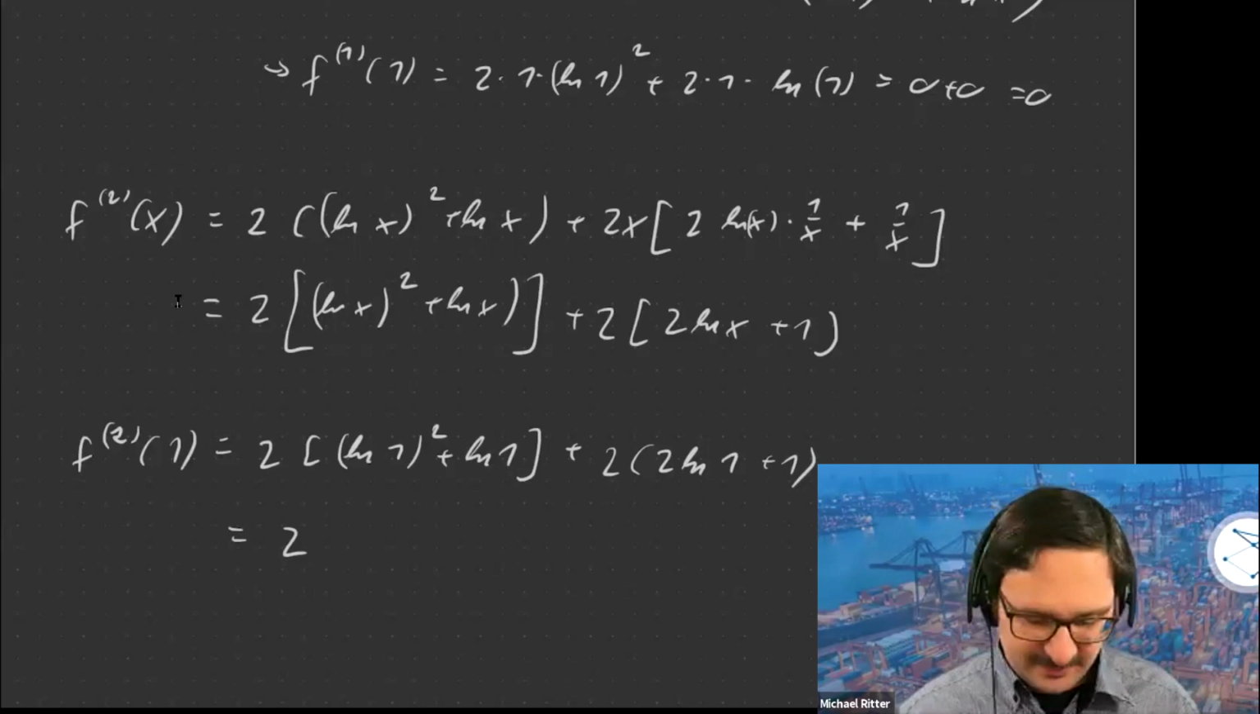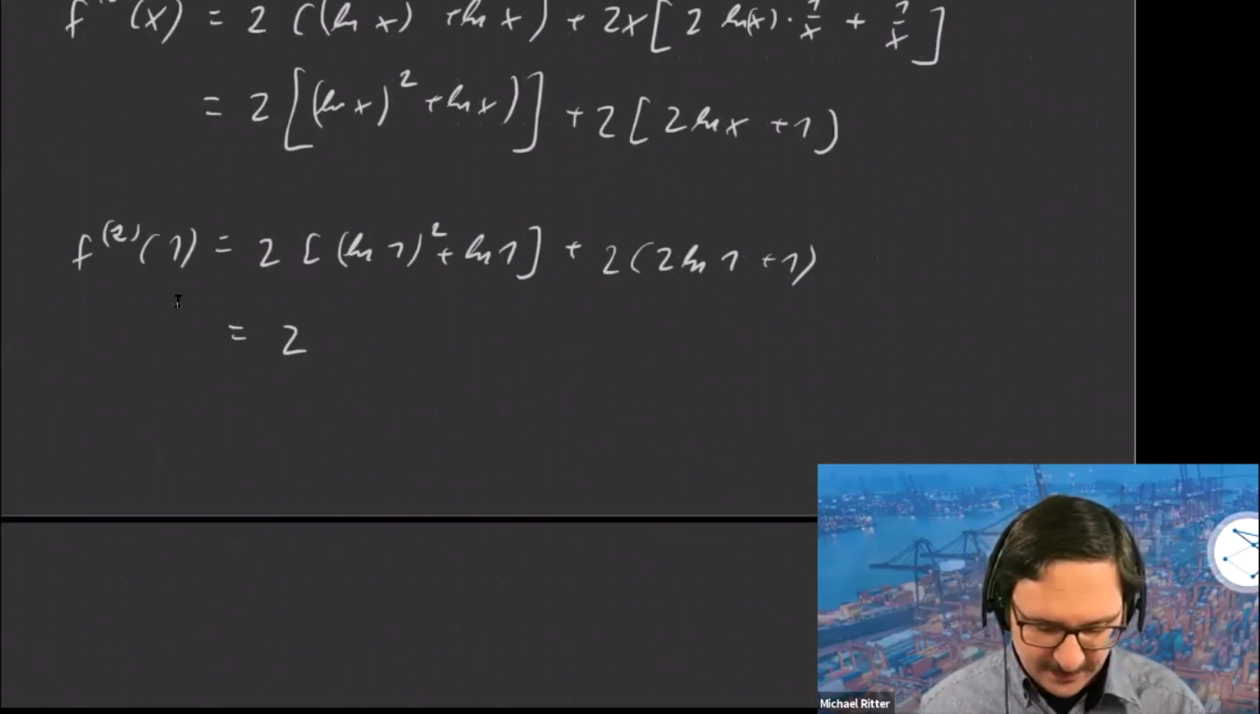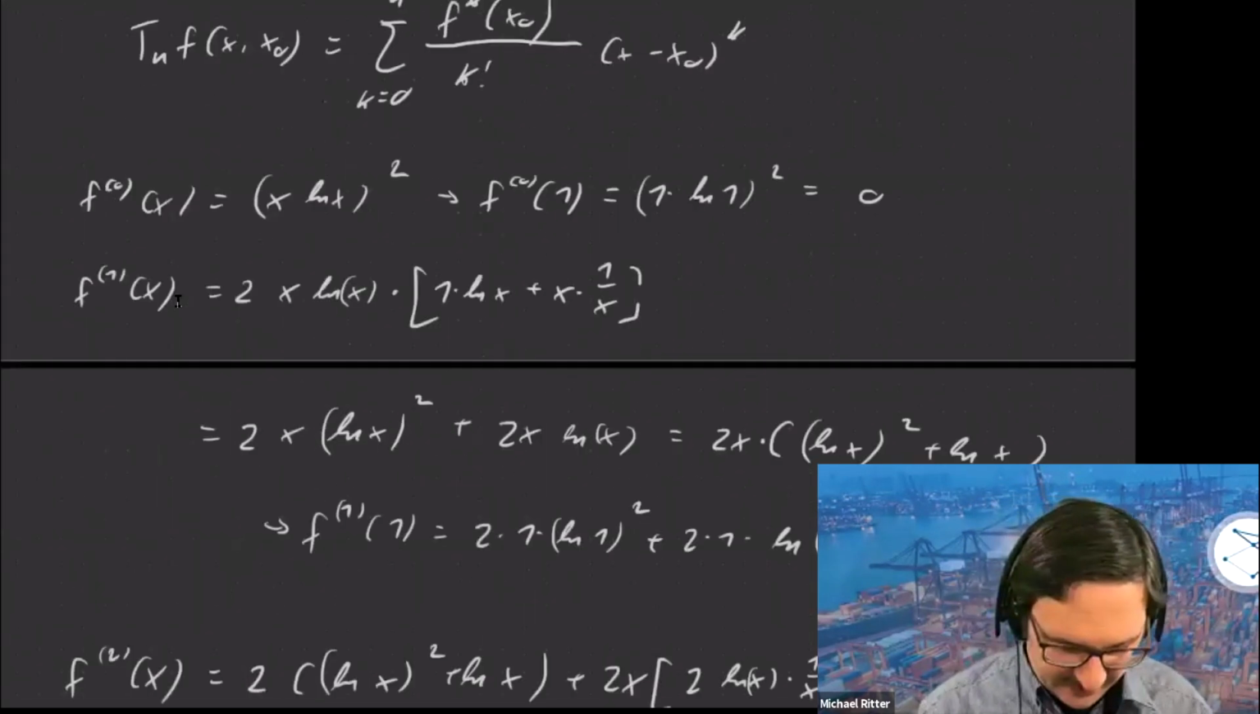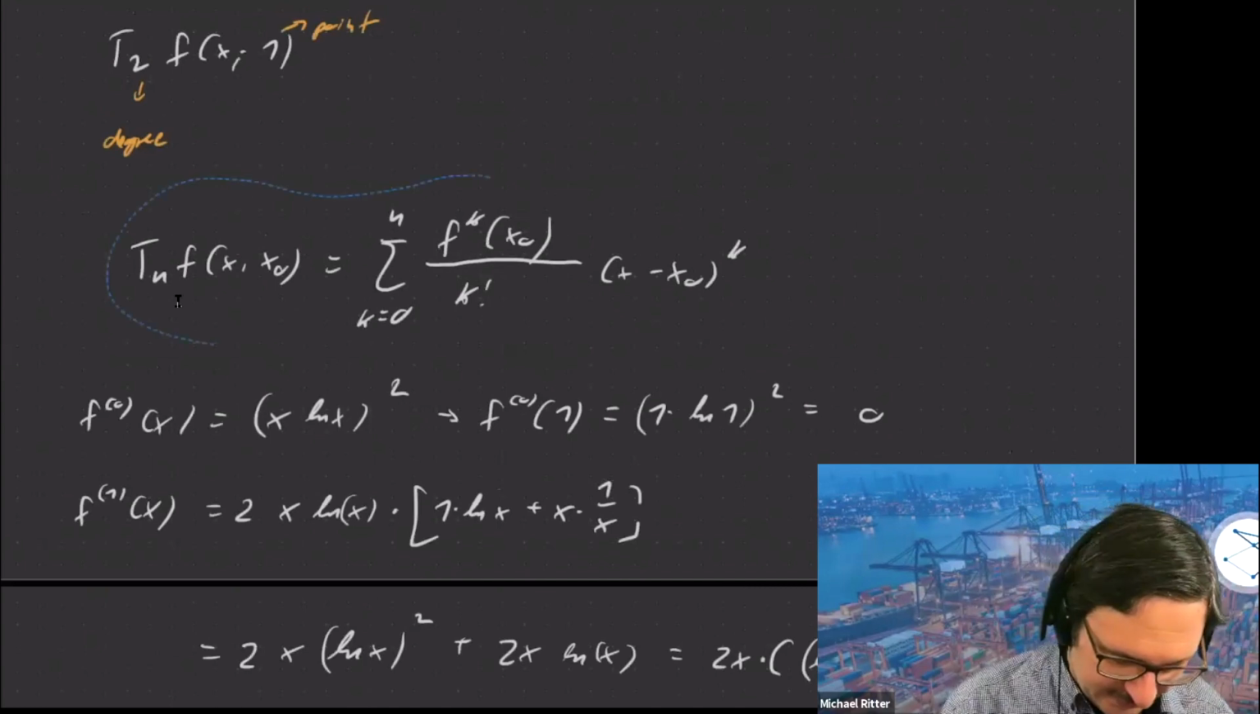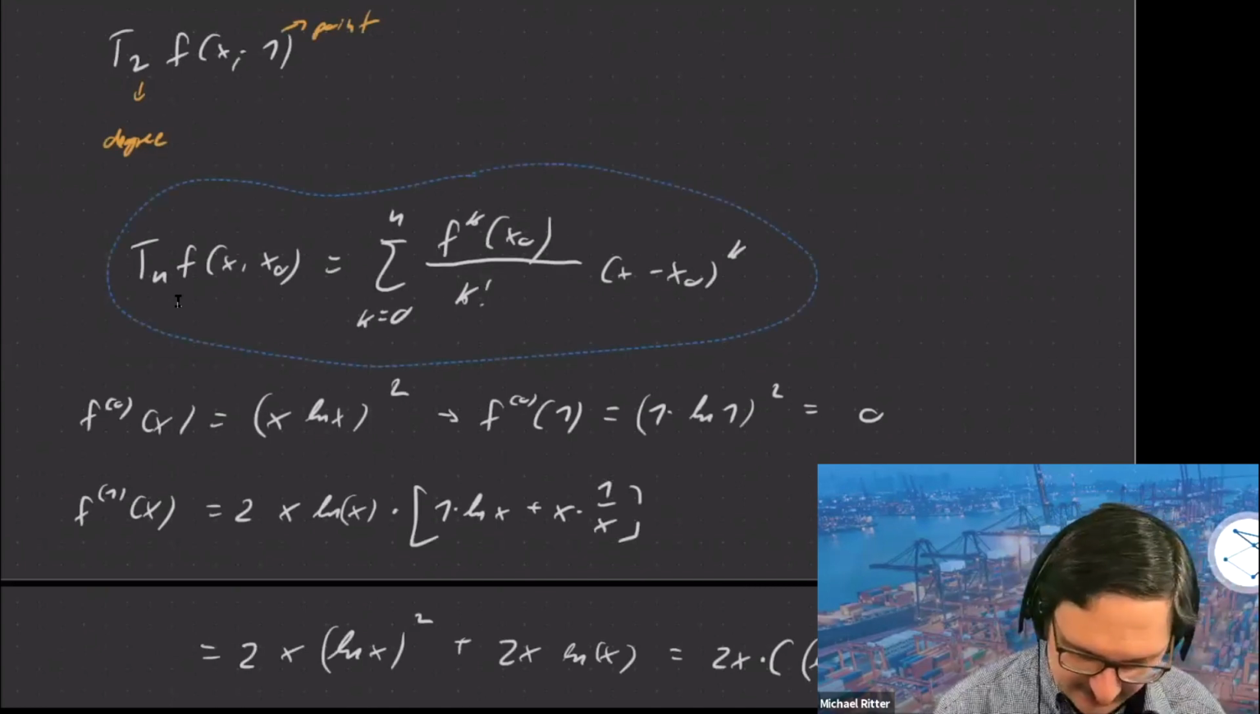Well, that yields the Taylor polynomial. Again, let's have a look at the general form here. Let me copy that.